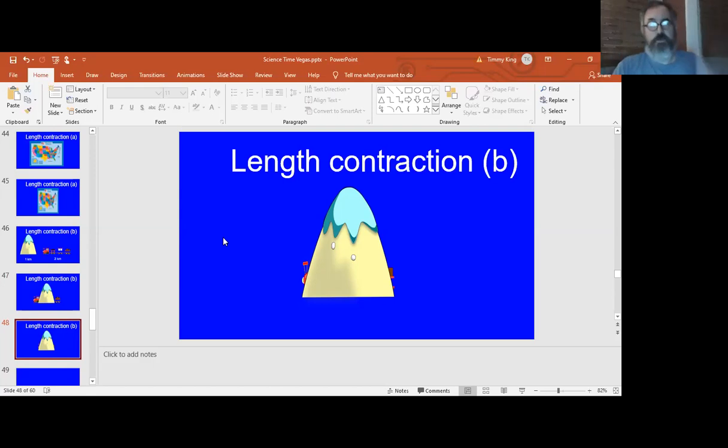So if you really want to lose weight, just go really fast, somewhere near the speed of light. Unfortunately, you'll only be skinnier in one direction. You'll still be the same size in all other directions, but it's something you could give a try if you were interested.